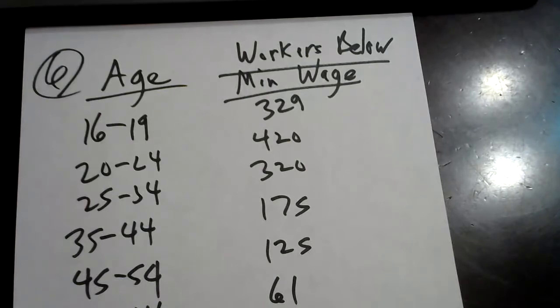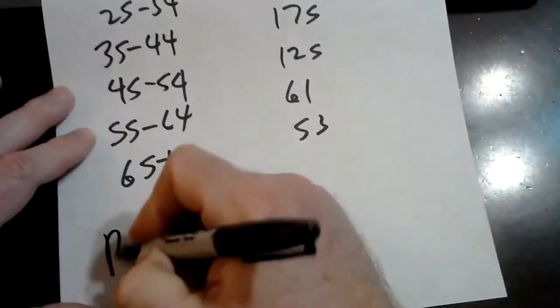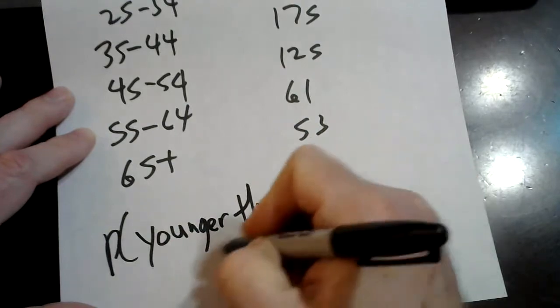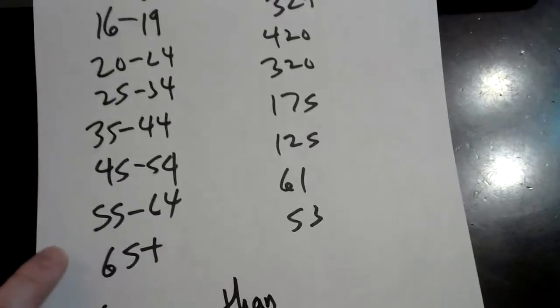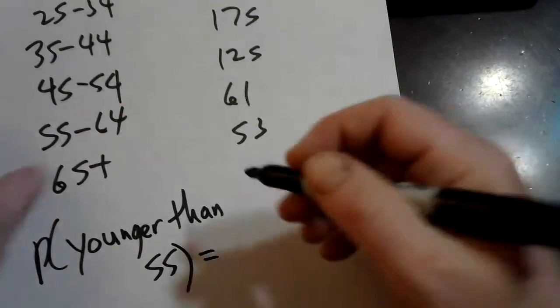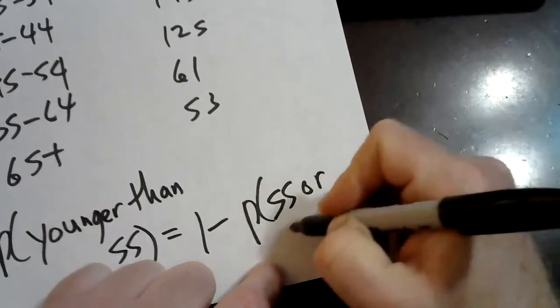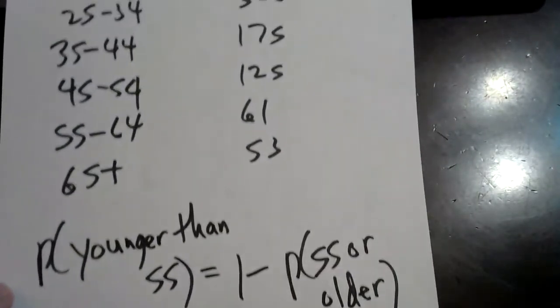And it says, if we select a worker randomly from those surveyed, what is the probability the person is younger than 55? So we have all these workers, and we're asking for the probability they're younger than 55. Well, in this case, I think it might be easier to calculate the probability that they're older than 55, or 55 or older. And so we'll use the complement rule again. So I'm just going to find the probability they're 55 or older because I think that's a little bit easier.